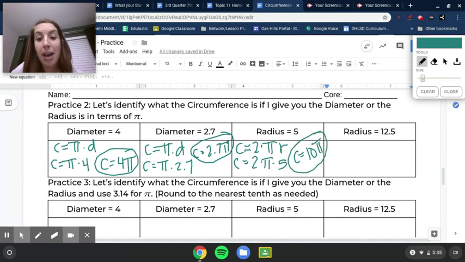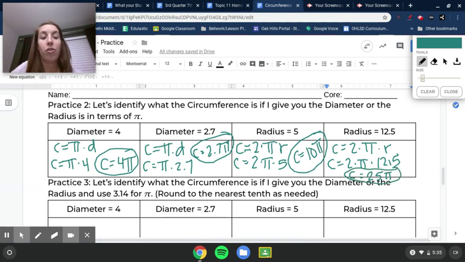You can multiply your 2 and your 5 together because those are number values. They wanted you to keep it in terms of pi, so don't touch pi. Leave it alone. All right, last one. C is equal to 2 times pi times r because they gave me the radius, which is why I'm using that formula. C is equal to 2 times pi times 12.5. 12.5 times 2 is 25, so your answer is C equals 25 pi.